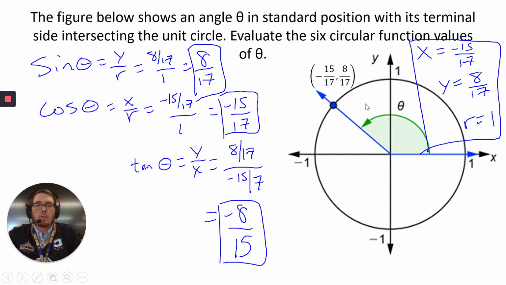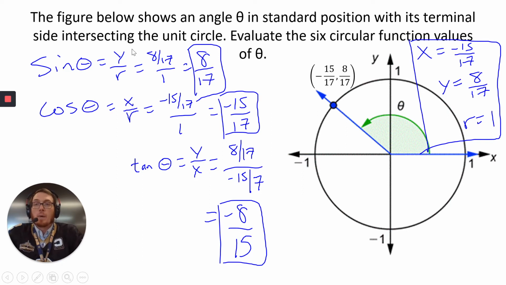So for this ordered pair, this should go all the way back to the beginning of the semester when we did here's x, here's y, find r. The nice thing about the unit circle is that r is 1 because the radius of this whole circle is 1. So x would be negative 15 over 17, y is 8 over 17, and r is always 1 for the unit circle.